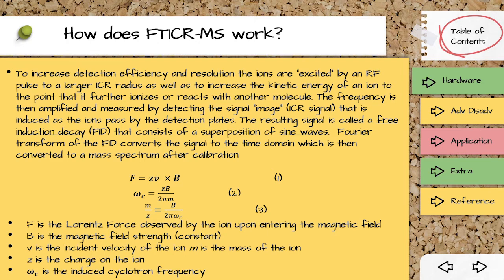Since the pressure in the cell is very low, the ion orbital motion can be maintained over many cycles, and the frequency can be measured with very high precision. So the FTICR-MS instruments can therefore be used to generate exceptionally high resolution spectra with great mass accuracy.